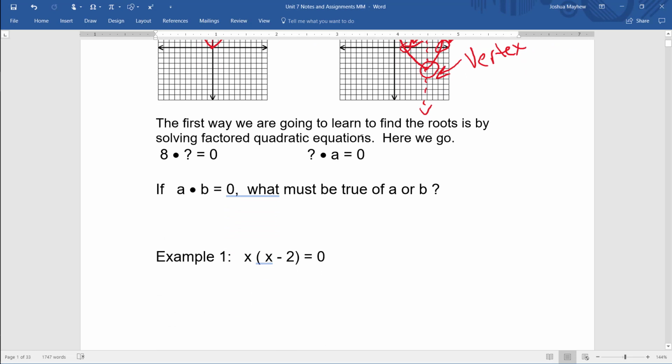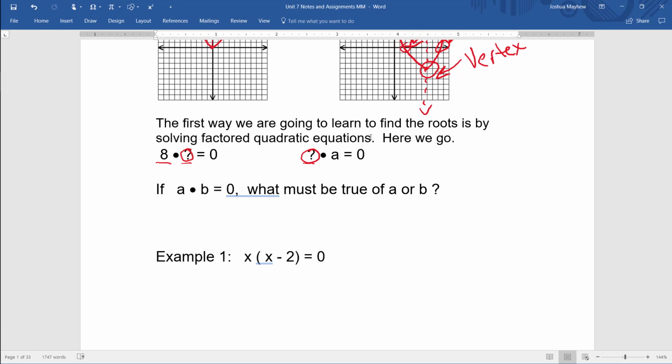The first way we're going to learn to solve a quadratic, or find the roots, is solving factored quadratic equations. Let's talk about what that's going to look like. Look right here. It says 8 times what number equals 0? Or what number times a equals 0? For both of these equations, if I replace the question mark with 0, the answer will be 0. So it doesn't matter which one is 0.